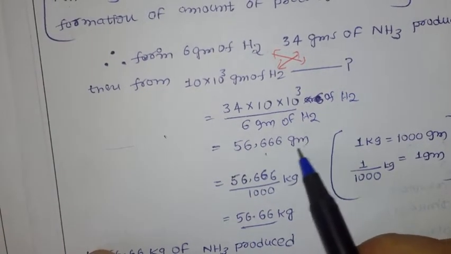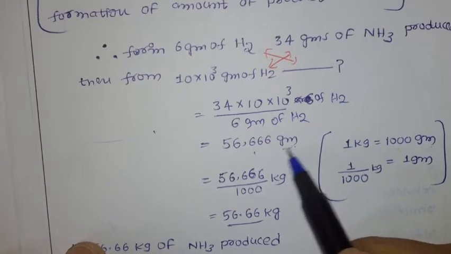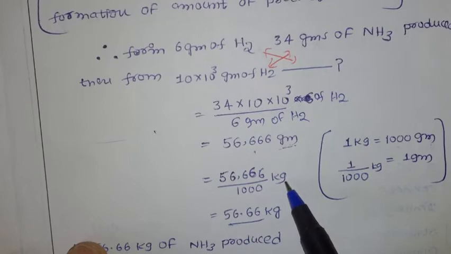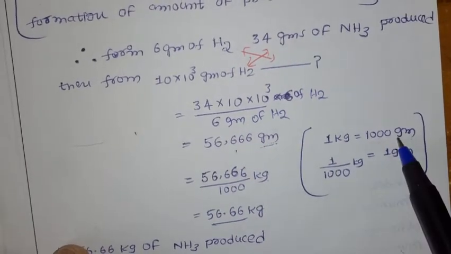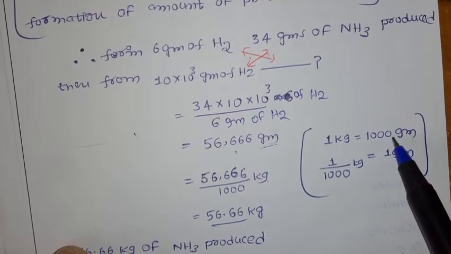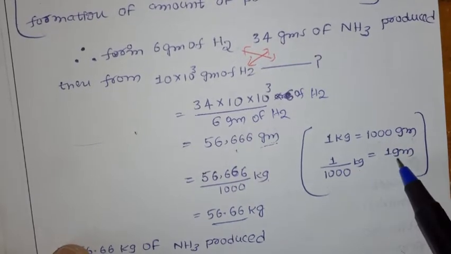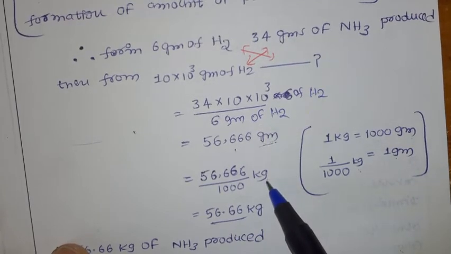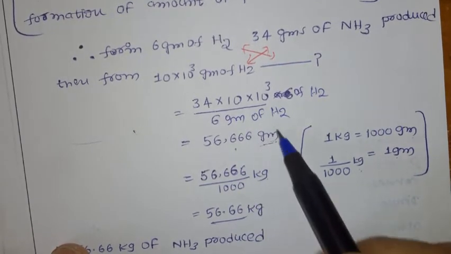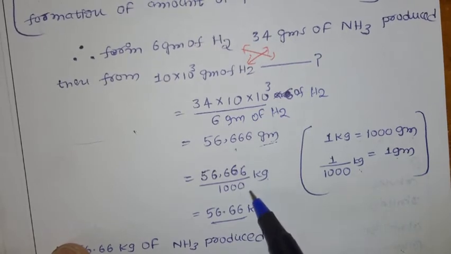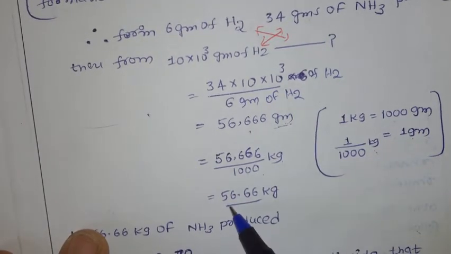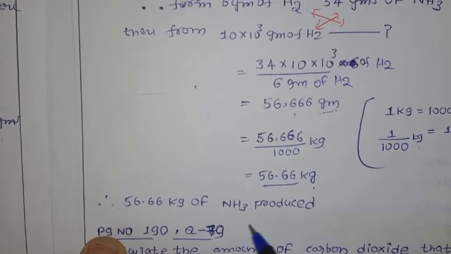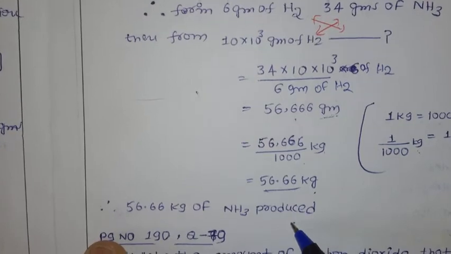This is in grams. In the text question the answer is in kg, so I am going to convert grams into kg. 1 kg equals 1000 grams. If I want 1 gram, it is 1 by 1000 kg. So 1 gram equals 1 by 1000 kg. Instead of gram, you substitute 1 by 1000. So you get 56.66 kg. Therefore, 56.66 kg of ammonia is produced. This is the limiting reagent.